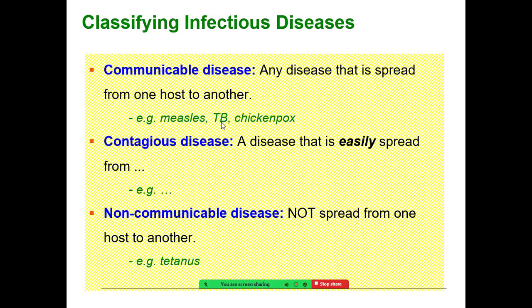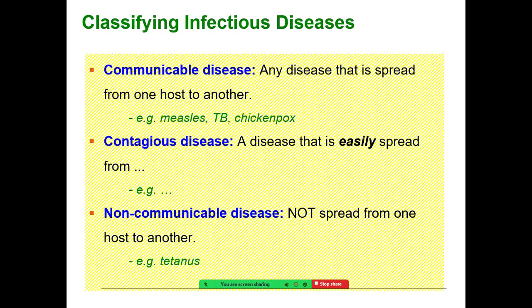Tuberculosis does not spread very easily. So tuberculosis is a communicable disease. It is not a contagious disease. All contagious diseases are communicable, but not all communicable diseases are contagious. Any question about any of that?